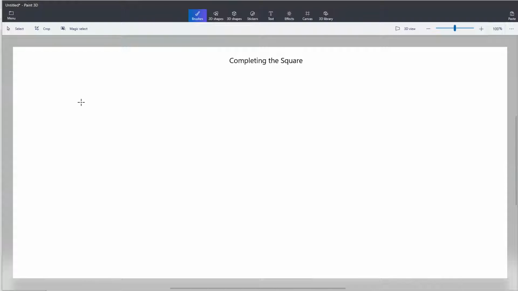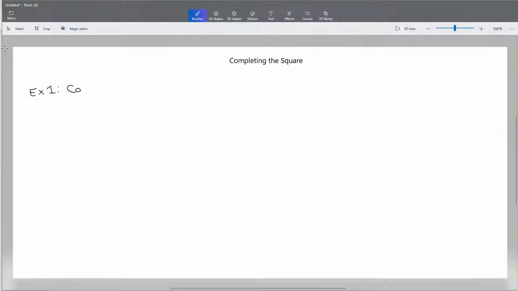Hey everybody, so in this video we're going to finish talking about completing the square, and I want to do some examples where the leading coefficient or the a value isn't 1. Okay, so we're going to use the same directions that we've been using, which is complete the square to put it into vertex form.